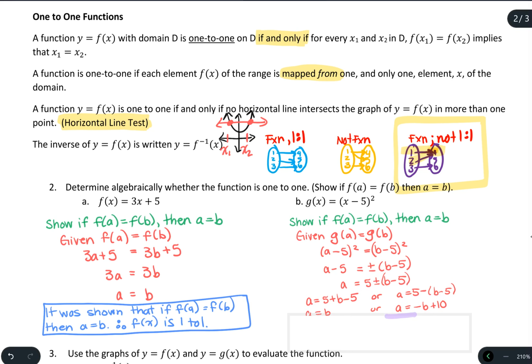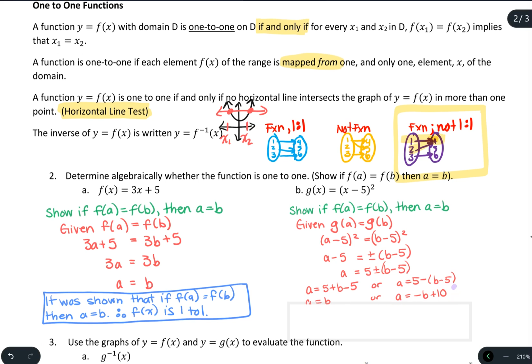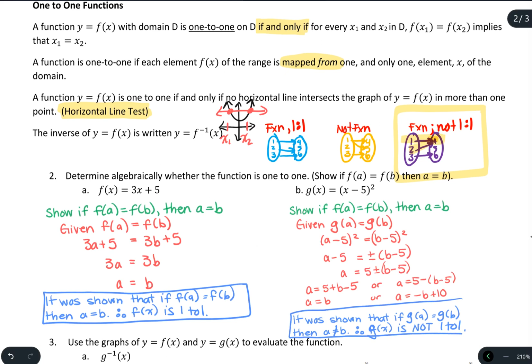So in this case, sometimes a equals b, but as I can see on the right, not always. So therefore, this is not going to be one-to-one, and I interpret that and I write out my sentence. It was shown that if f of a, oops, I should have a g in there again. If g of a is equal to g of b, then a does not equal b, therefore g of x is not one-to-one.